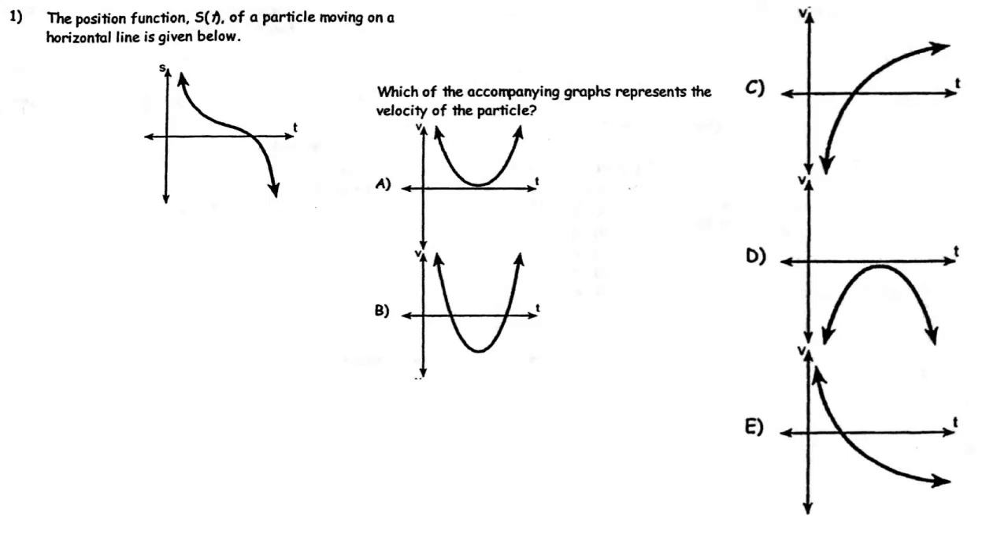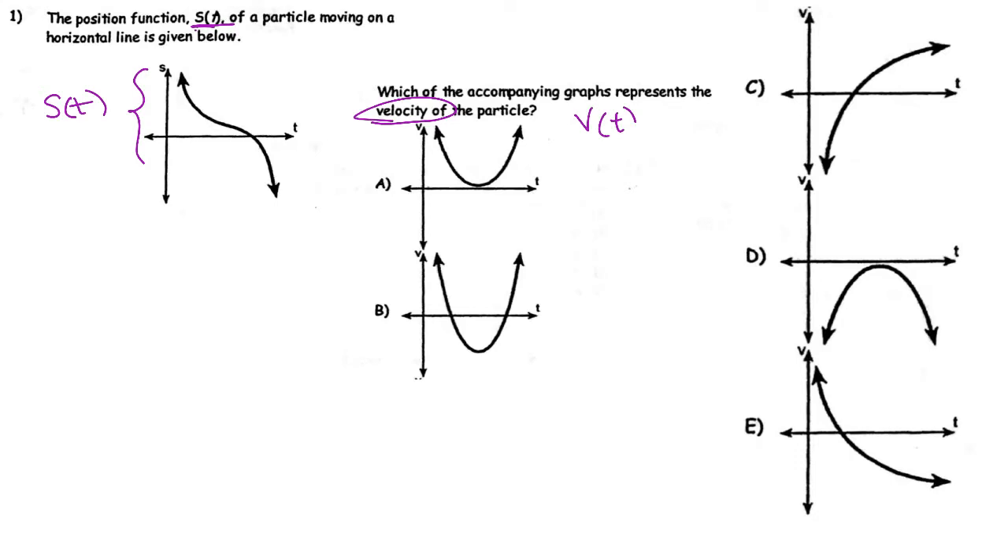In number 1, we are given the graph of the position function. Do keep in mind that's what S at t is representing. And so here is our position function, S at t, and we want to know which of the following is the graph of the velocity, V at t.